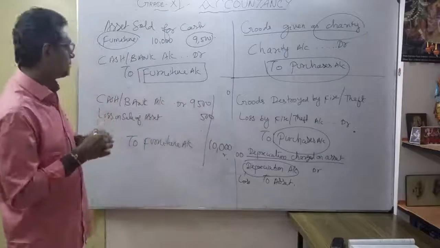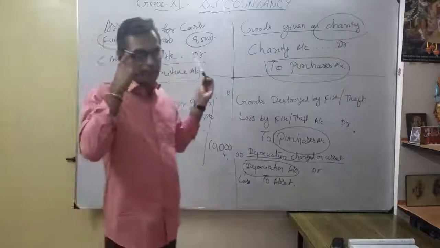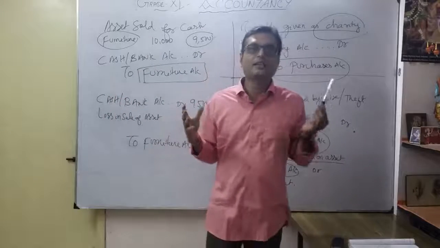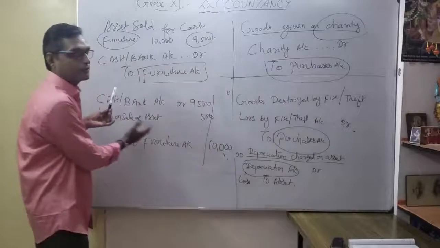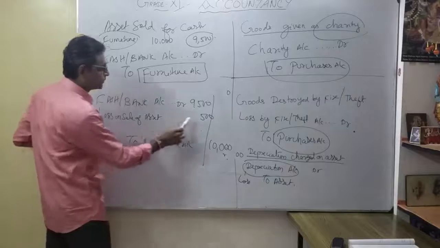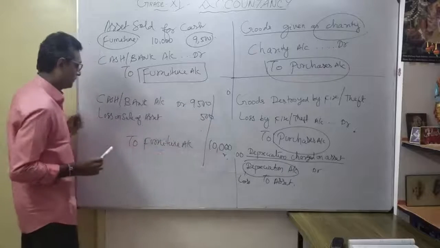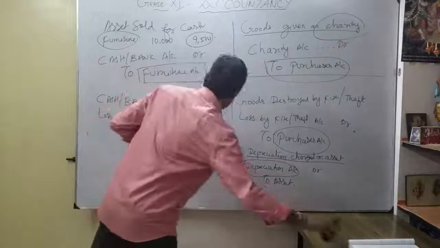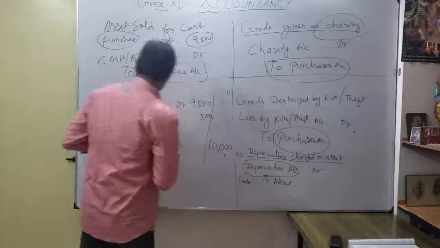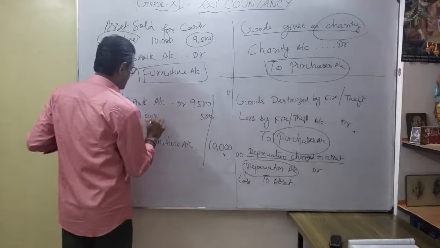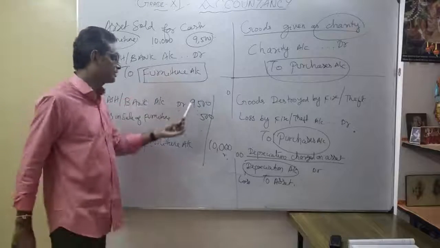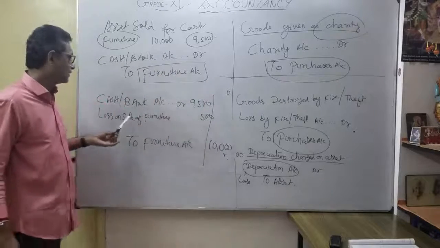Now understood? Suppose here I have a loss. 10,000 worth of furniture, I sold only 9,500. So naturally that 500 is a loss, and I am giving effect as: cash and bank account 9,500, loss on sale of asset 500, to furniture. Or you can write loss on sale of furniture, or loss on sale of the particular name of the asset. So 500 is what I lose. 10,000 worth, I just sold for 9,500 only, so naturally 500 is my loss.